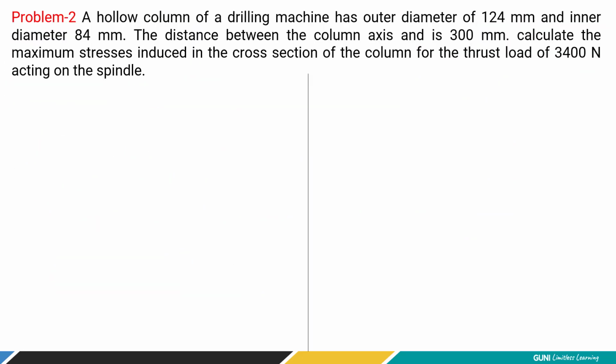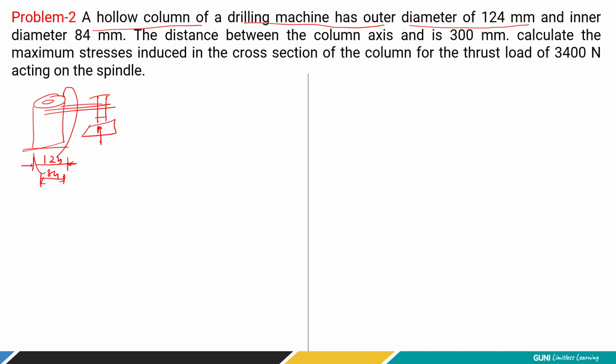Now let's take another problem to understand further. Okay, a hollow column of drilling machine has outer diameter 124. So it's a hollow column, right? And it's a drilling machine. So the drill is fit over here, and we are applying the drill load. Okay, so the outside diameter is 124. And the inside diameter is how much it is? 84, right? That is this diameter and this diameter.